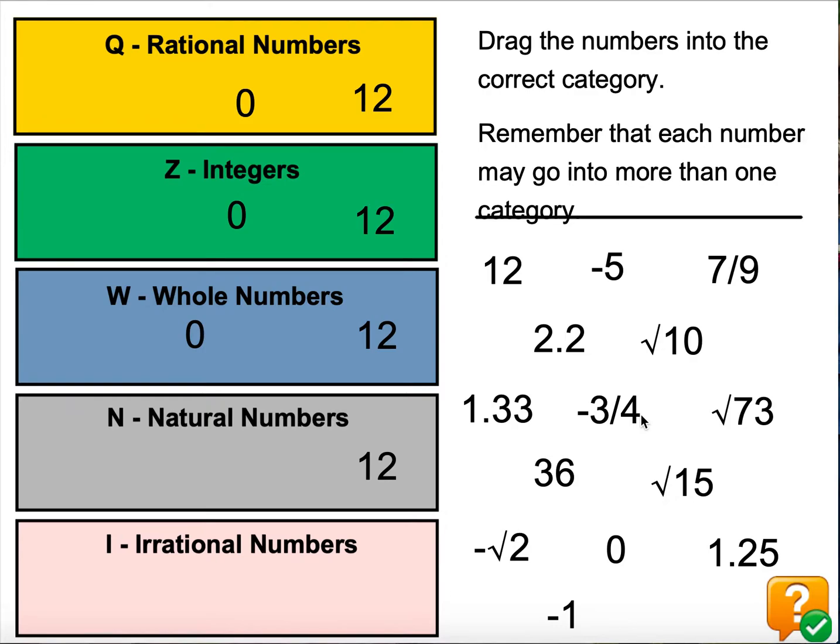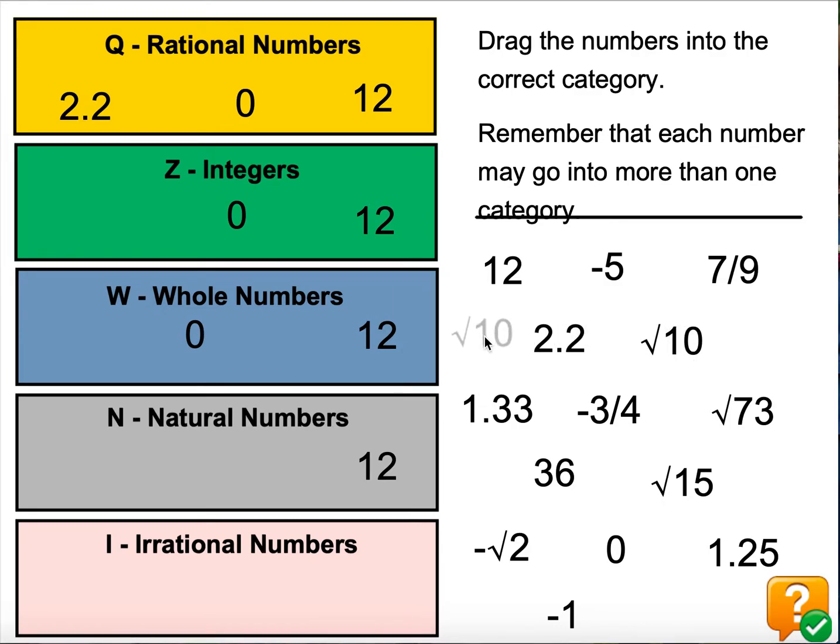If we look at something such as 2.2, we see the decimal does stop, it terminates, so therefore it would be a rational number. Since it has that decimal in the tenths place, it's not going to be an integer, whole number, or natural number, and it does not meet the criteria for an irrational number because we see the decimal stops right there.